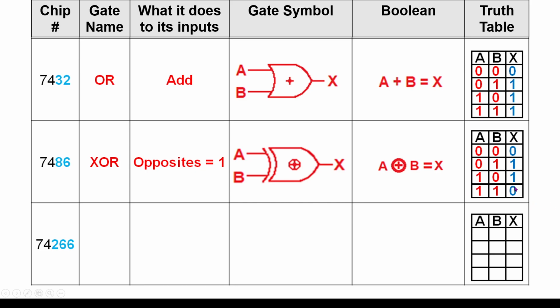Notice that the only difference between the truth table for an OR gate and the truth table for an XOR gate is this last one.